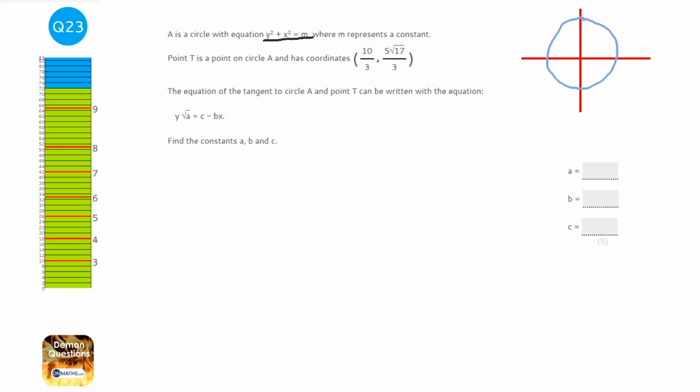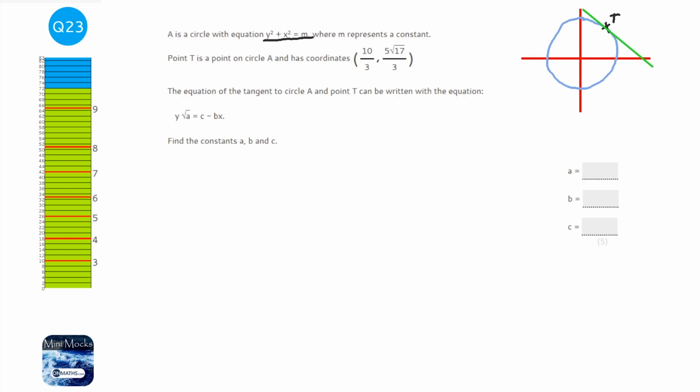So we know that, first of all, having a look at this question, we've got a point T, which I'm going to put here, so point T, and it's on the circle. Now, we're looking for the equation of the tangent, so if I draw the tangent on, probably not going to be as good as my circle, but we're looking for this equation here.